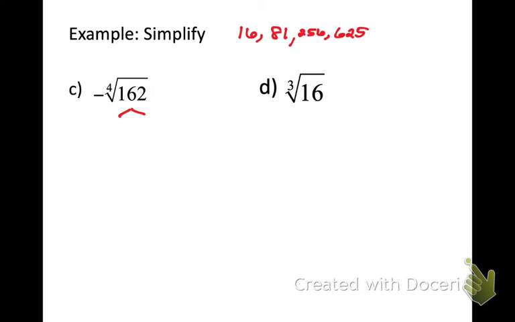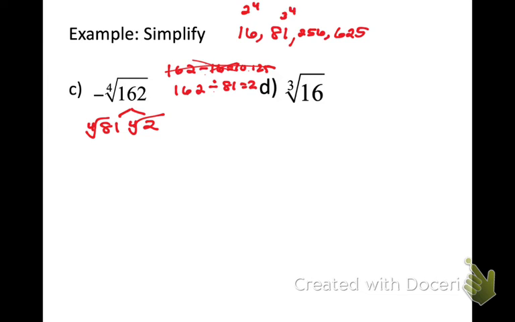Well, 162 divided by 16 is 10.125, so it's not that one. 162 divided by 81, there it is, is 2. So my two factors are going to be 81 and 2. Now I'm going to take the fourth root of both those numbers. Well, the fourth root of 81 is 3, because this was 2 to the fourth, 3 to the fourth. So that goes to a 3, and I'm left with a fourth root of 2, and then we just have to bring down this negative in front. So that simplifies to -3, fourth root of 2.